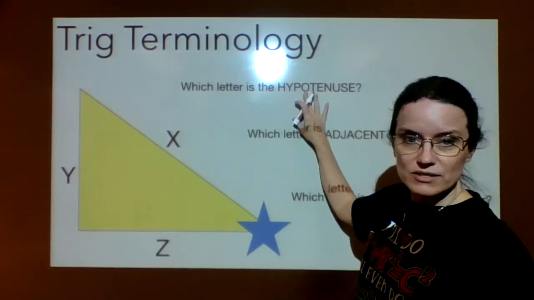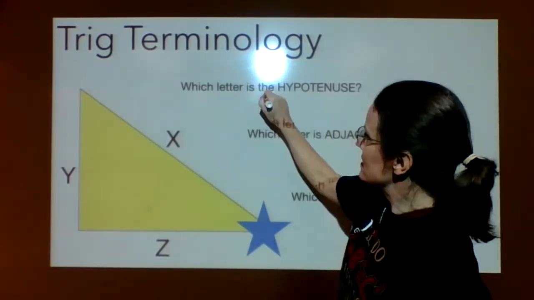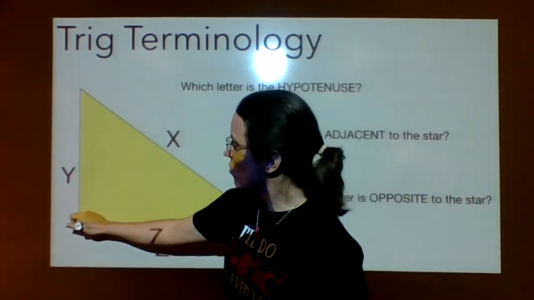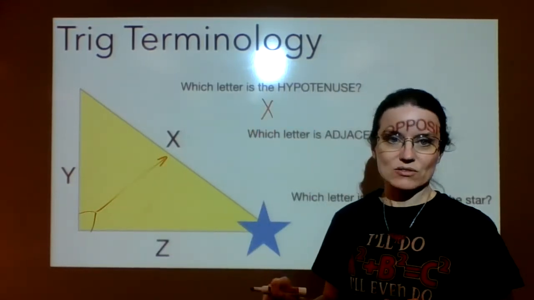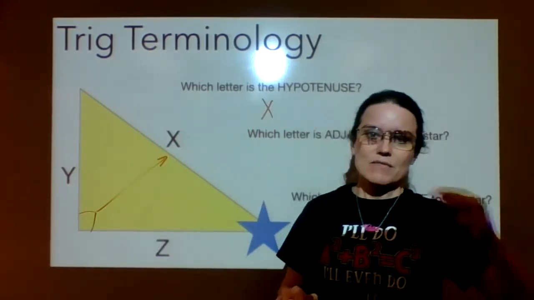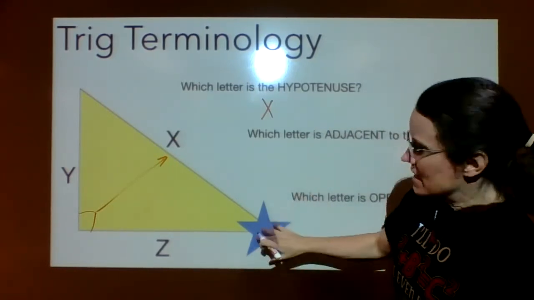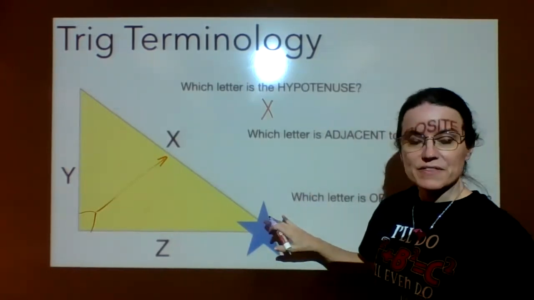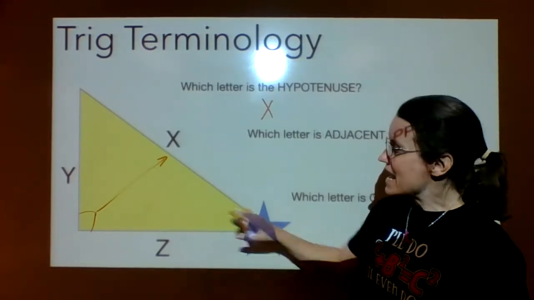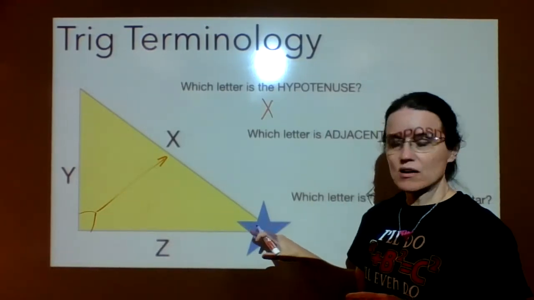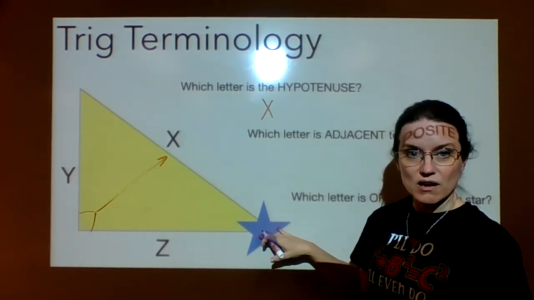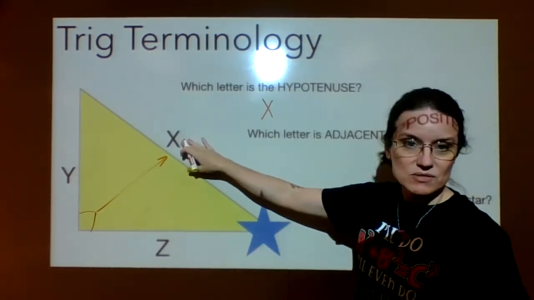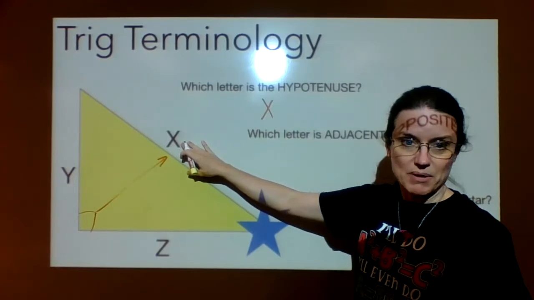So the hypotenuse is going to be this side x. It's always the side that's directly opposite the right angle. Always, every time for the rest of your life. Now if you focus on this little angle here with the star, we name the other sides based on how close they are to this particular side that we're focused on. So this side, here's my hypotenuse. It's always called the hypotenuse.